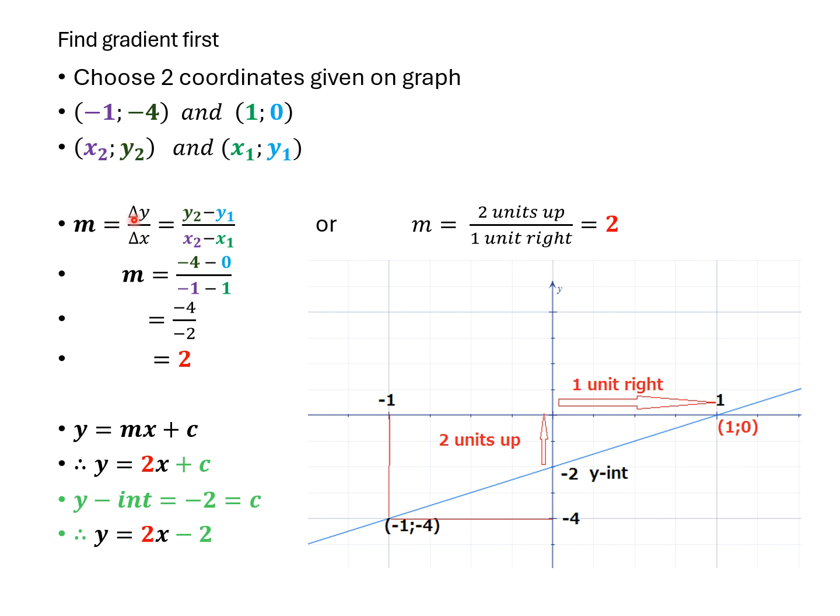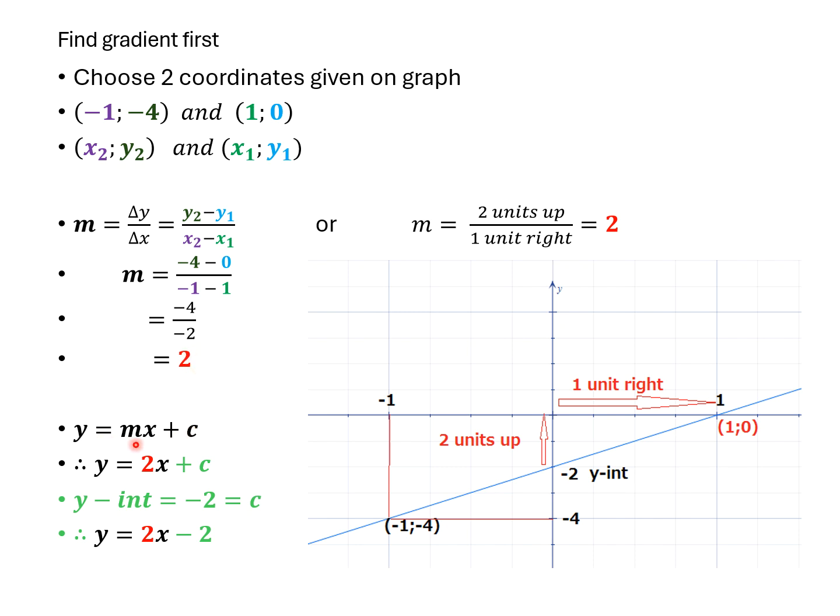So remember, gradient, change in y over change in x, which means y2 minus y1 over x2 minus x1. So y2 there is -4. y1 is 0. You see, now I can substitute nicely. x2 is -1. x1 is 1. Right, so -4 minus 0 gives me -4. -1 minus 1 gives me -2. -4 divided by -2 then becomes 2 because negative divided by negative becomes a positive.